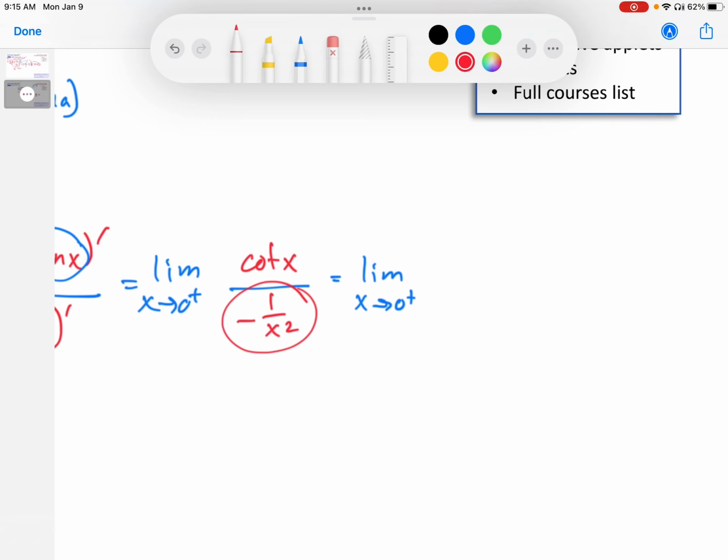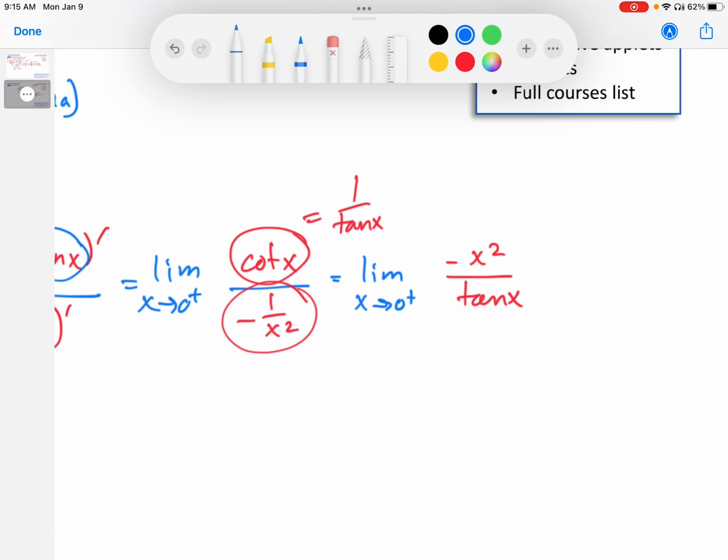Well, I'm dividing by minus 1 over x squared, so I'm going to put that in the numerator. And cotangent x, remember that's 1 over tangent x. So I'm going to put tangent in the denominator. So this is a new function. Okay. Let's look at what happens here.